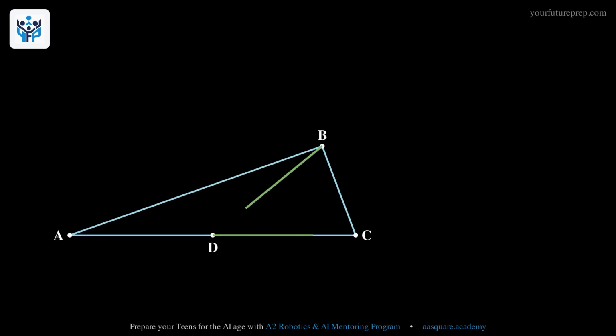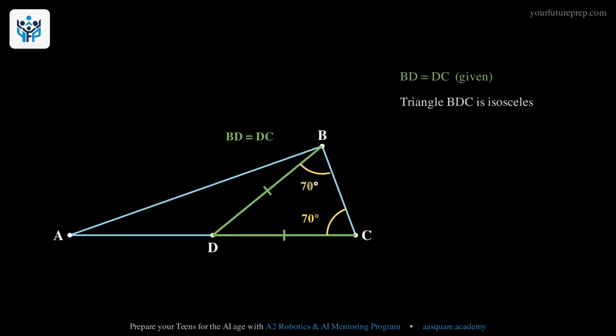Let's draw the picture. Here is triangle ABC, with point D on side AC. We are told that BD equals DC, shown in green with tick marks, and that the angle at C, angle BCD, is 70 degrees. Look at the small triangle BDC.